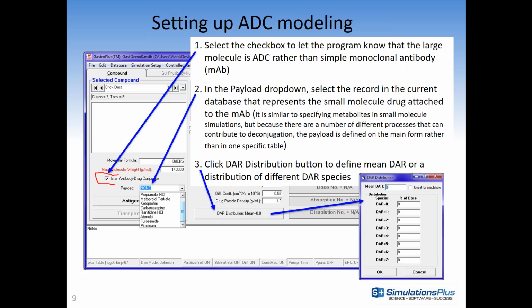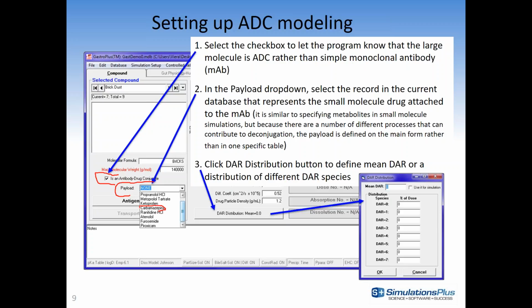And if you tell the program that the current formulation is actually a conjugate, you will have an additional drop-down where you can select which other record in the same database holds the properties of the small molecule that is attached to the antibody. The program will then use the properties and PK parameters exactly as defined in that small molecule record to account for the distribution and elimination of the released small molecule after it comes off of the ADC.